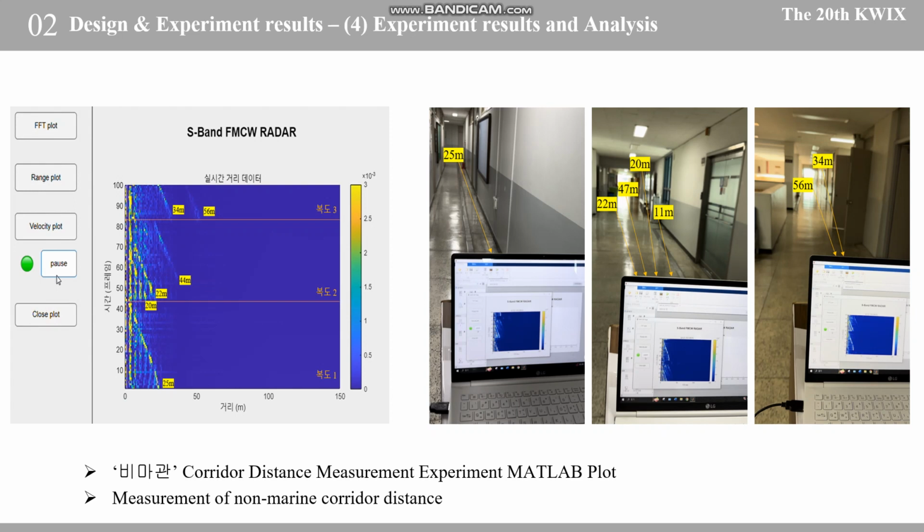In the case of corridor 3, it was added to measure the farthest distance within the building. At this time, it was confirmed that the maximum distance of 5-6 meters and the barrier distance of 3-4 meters were properly measured. Therefore, through the experiment above, it was confirmed that the system's distance measurements work well.